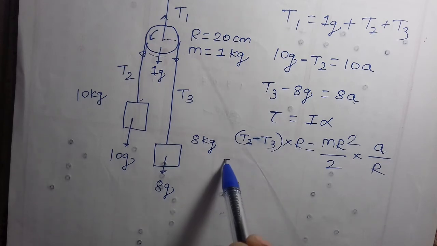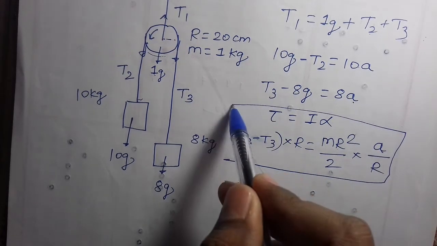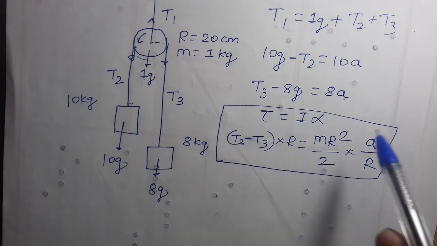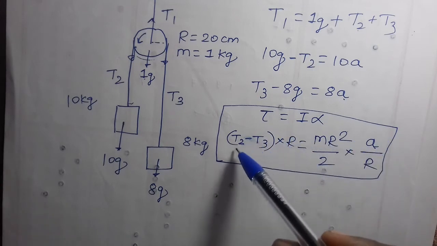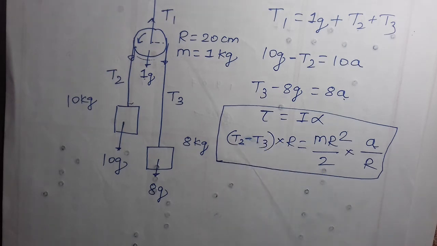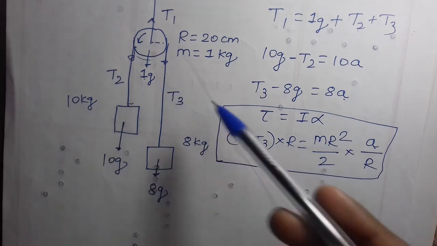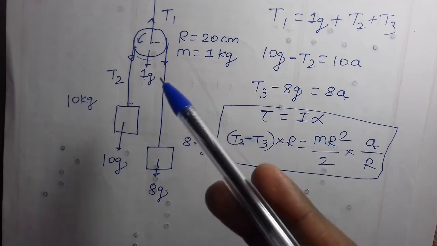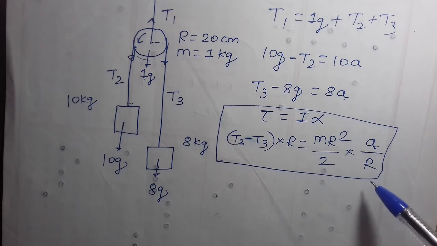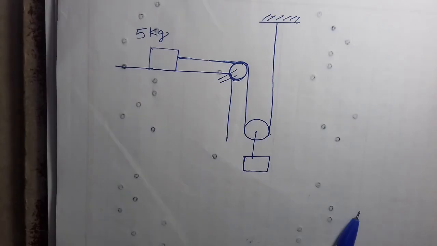This equation is different for a massive pulley. Only this one you have to remember: torque is equal to I into alpha. Torque is the difference between the tensions into radius. I for a disc type pulley is mr square by 2, and alpha is a by r. Okay? Then next one.